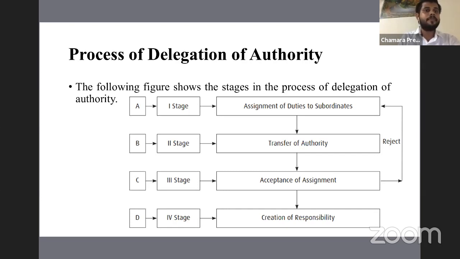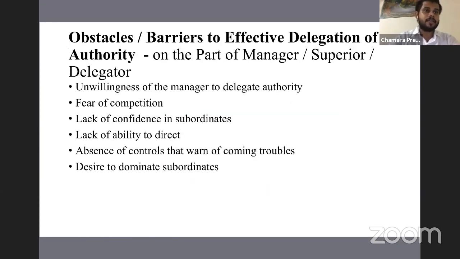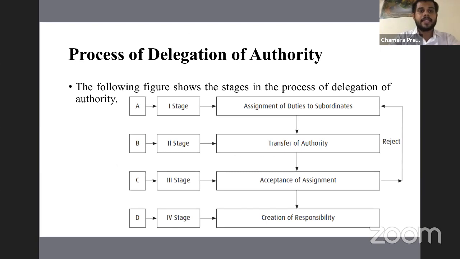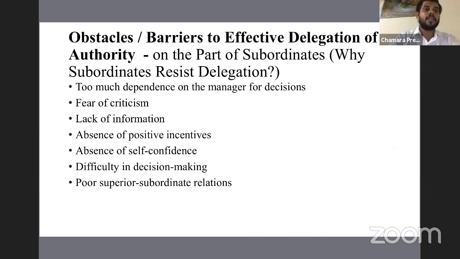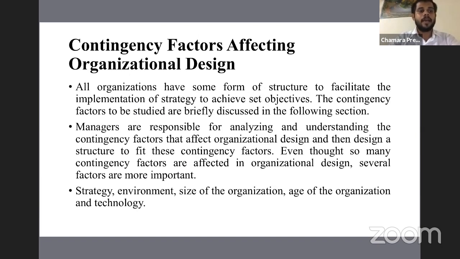Acceptance of assignments, and even assignment of duties to subordinates, can be problematic. Now, with assignment of duties to subordinates, sometimes the manager doesn't give the authority. So that is this part, barriers from the manager side, right? And when acceptance of assignment doesn't happen, that means rejecting the authority, which is this part on the subordinate side. Okay, so I think you are clear with that.